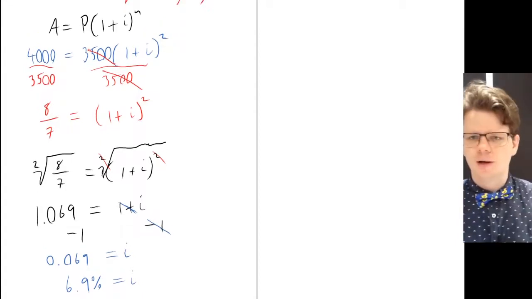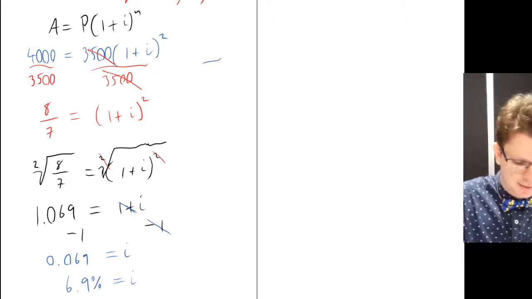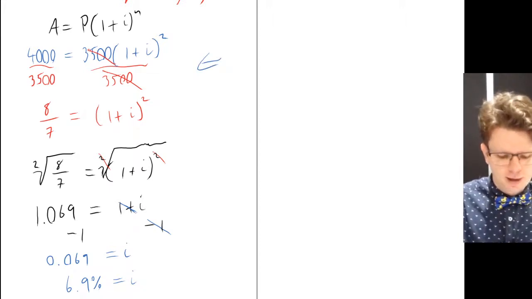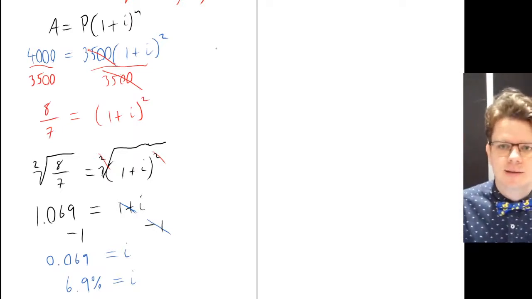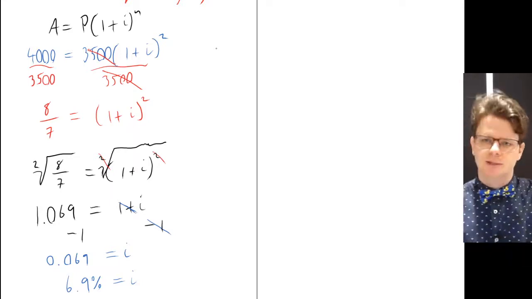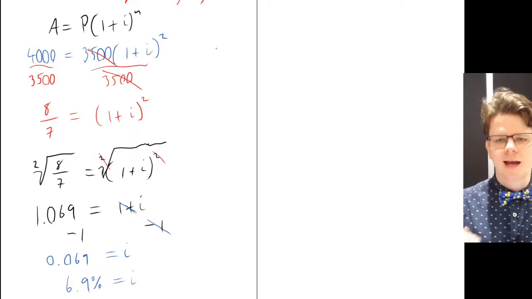Okay, so what did I do? Well, I substituted in like before. That's what happened here. I just substituted. If you look at the blue, ignore my red. Then afterwards, I noticed, okay, I've got to get to i, right? i's in the middle. First thing I got to do, get rid of that 3,500 at the front. So let's divide both sides by 3,500. Done that. I got 8/7 on the left.